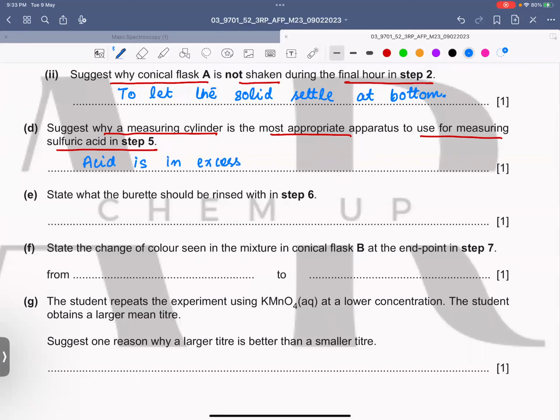Okay. Now, can anybody tell me the reason why we would add the acid in excess? Try to reach the end point. No.